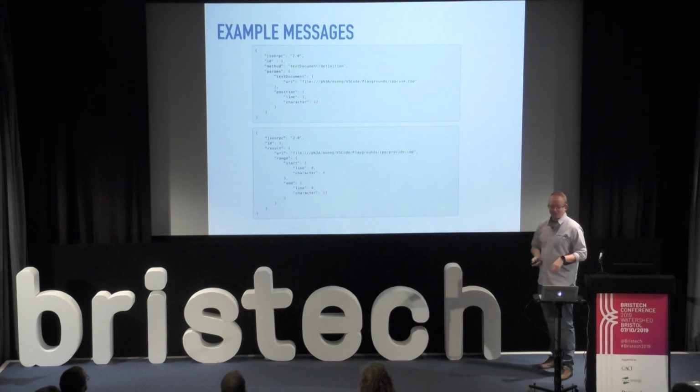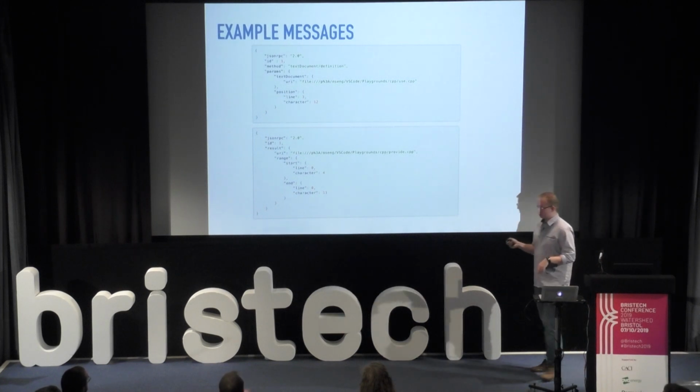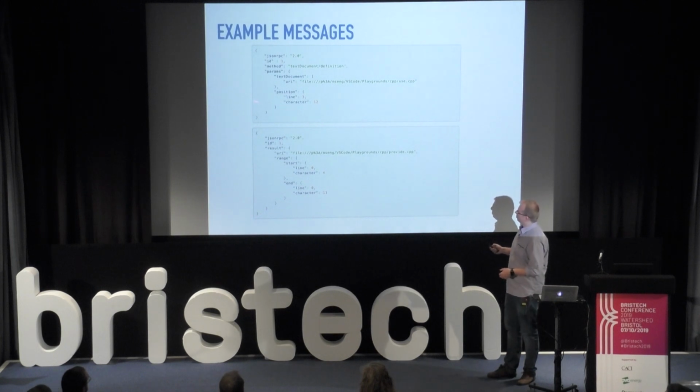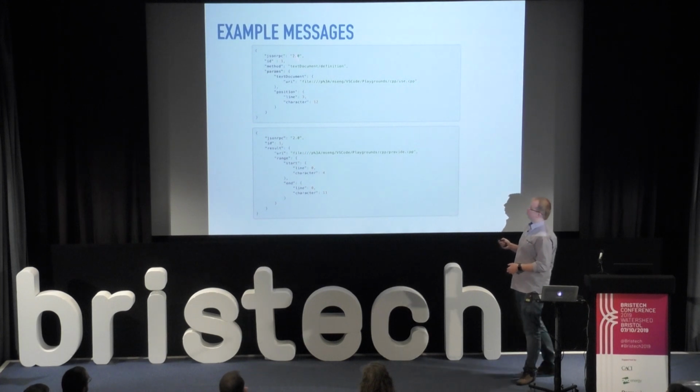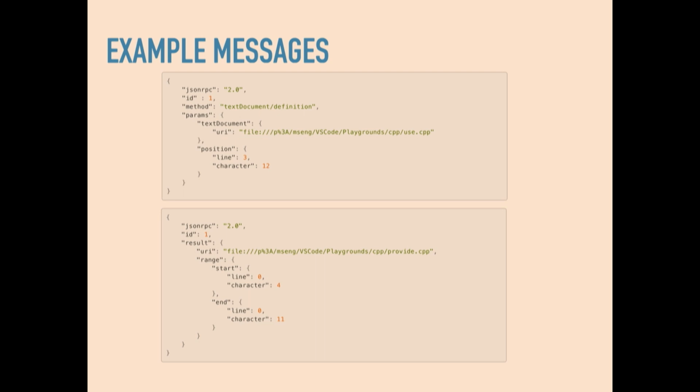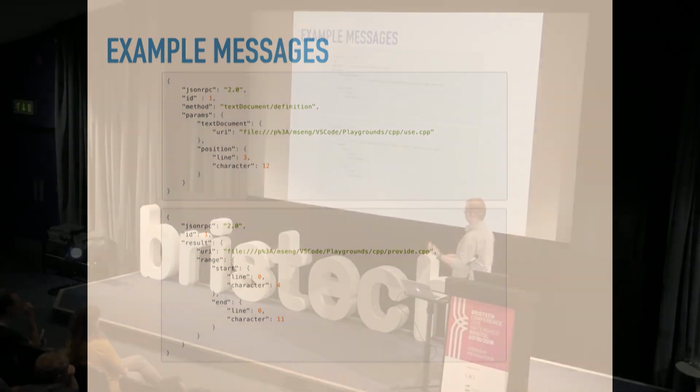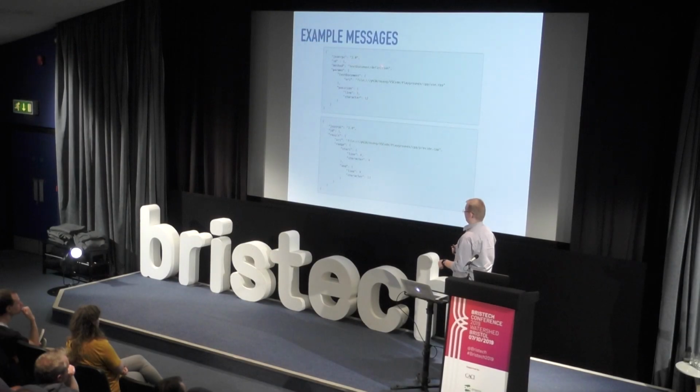Okay, so those are a couple of examples of messages that can be sent. This is a request for the go to definition on some C++ file. As I've said, it's using the JSON RPC protocol, and JSON RPC is a really interesting protocol if you haven't seen it. The method field defines the endpoint to which the request should go, which is kind of like RPC calls in SOAP back in the old days, but with JSON. Don't ask me why.